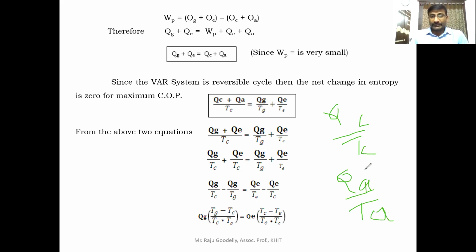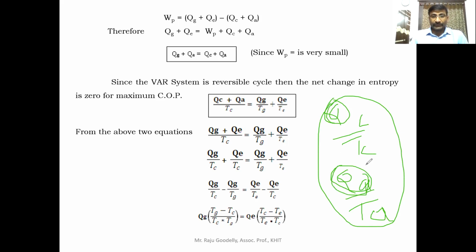Here QC divided by TC, QA divided by TA. These two are the change in entropy. This change in entropy means a decrease in entropy, because heat is rejected from the condenser and heat is rejected in the absorber. Therefore, whenever heat is rejected from the system or from a component, the entropy in that component decreases. These two are the decrease in entropy.